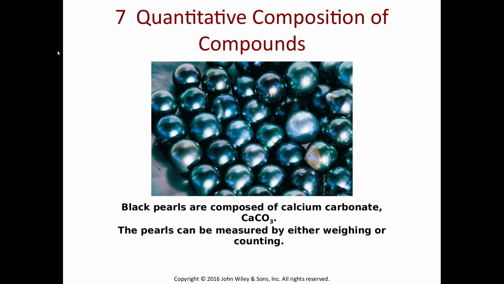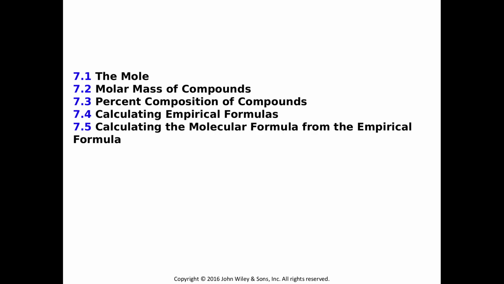Okay, so let's get started with Chapter 7, which is quantitative composition of compounds. Basically, what we're going to do in this chapter is learn how to use the relationships from chemical equations to solve quantitative problems. So let's get started.